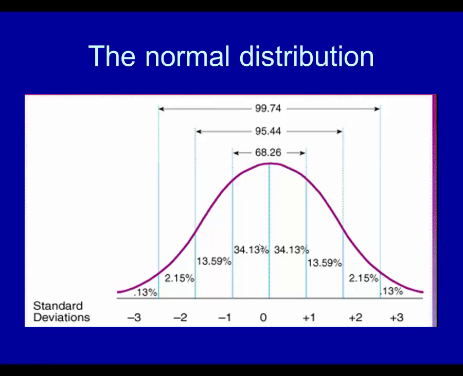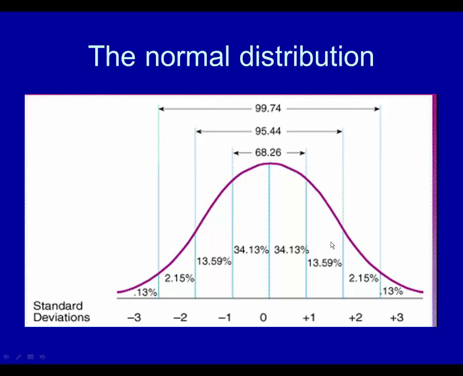However, because the standard deviation for IQ is 15, that means that there are 15 IQ points between here and here. Between 0 and +1 are 15 points. So if you have an IQ of 115, you are +1 standard deviation from the mean. You're 1 standard deviation above the mean. If you have an IQ of 85, you are 1 standard deviation below the mean.